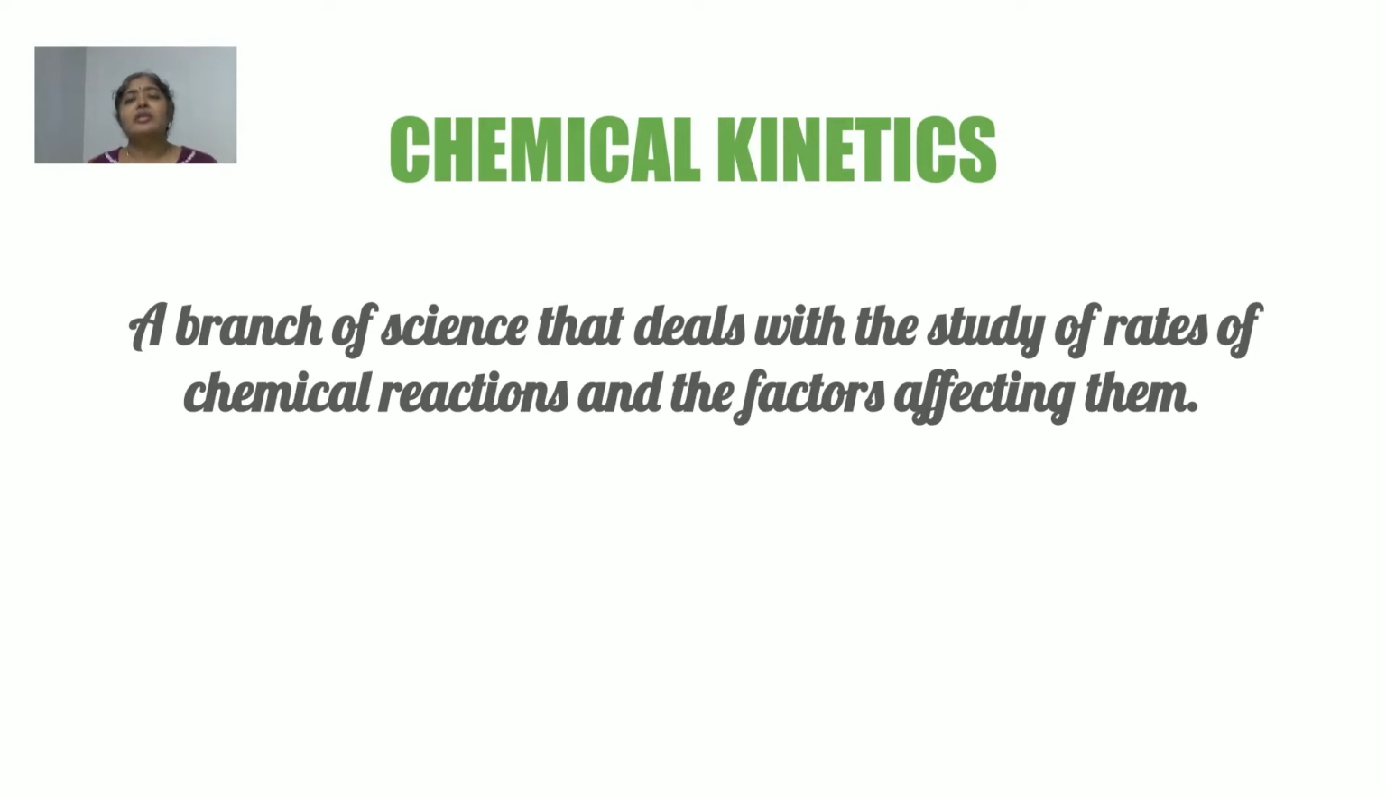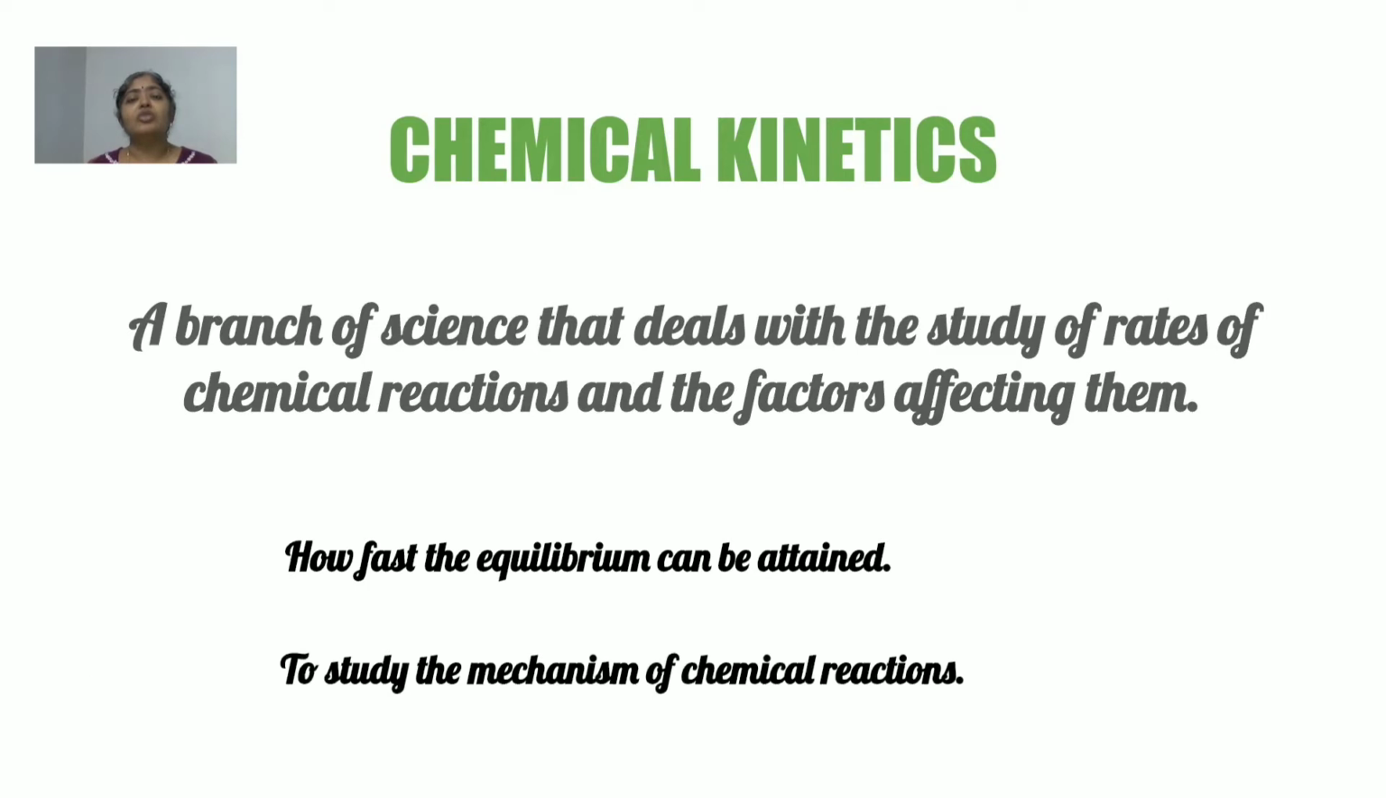Now, why is this topic of chemical kinetics so important? Well, it helps us to understand how fast the equilibrium can be attained, right? And it also helps us to study the mechanism of various reactions. Now, all reactions do not take place in a single simple step. Most of the reactions are complex in nature and they involve a number of steps. So you can in fact predict what the product is going to be if you know the mechanism of the reactions. So kinetics helps us to study not only the rate at which the equilibrium can be attained, but also the mechanism by which the various reactions are undertaken.